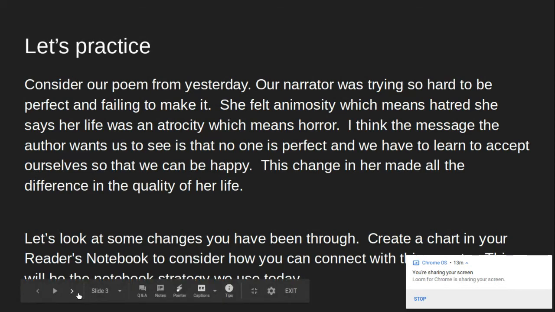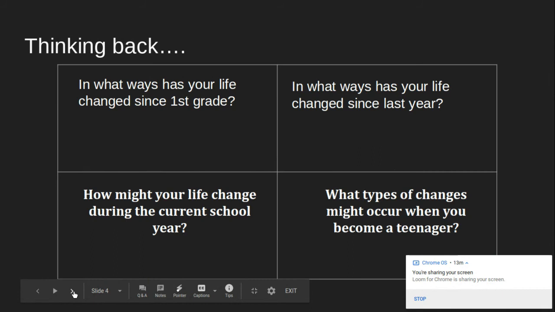So we have given you a notebook page, and on your composition notebook page, it just reminds you of the things that I just told you in this slide, and it gives you a place to show your work. And in these 4 boxes, you're going to reflect on your life and how your life has changed. In what ways has your life changed since first grade? In what ways has your life changed since last year? How might your life change during the current school year? So here you're making a prediction. And what types of changes might occur when you become a teenager?